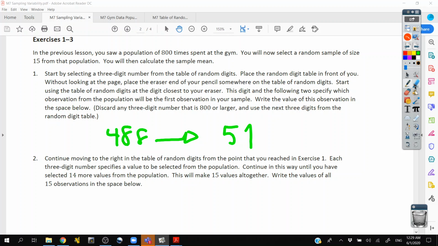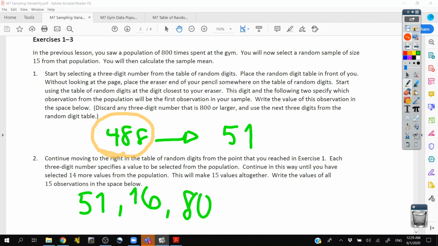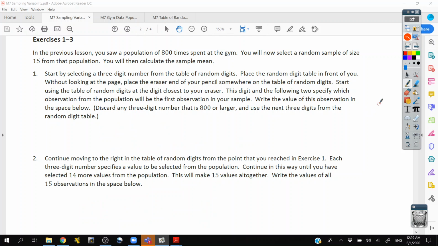Then you're going to continue choosing more and more of these, but only list the gym data down here. So maybe the next one I choose is a 16. Maybe the next one I choose is 80 minutes. And maybe the next one I choose is whatever. I would choose those data values using that table of random data. But then I'm only listing the data that I got. So list those data. You should have 15 total data values when you're done with this question. So go ahead, generate your 15 random data values, and then come back.